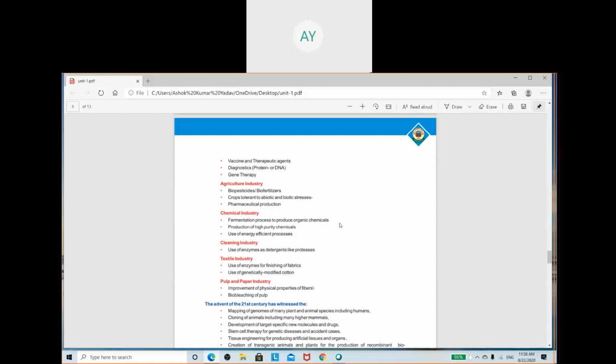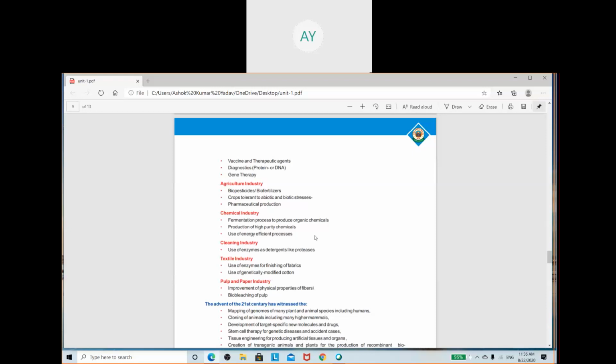So high purity chemicals are also produced inside the chemical industry, and usage of energy efficient processes means you are going to process the raw material. What is the raw material? It can be the straw of the plant, a product of any cereals, that can be converted into a useful chemical compound. That is the application part of biotechnology, means you are going to improve it: the same amount of straw has less value, but the same amount of chemical has more value in the market.